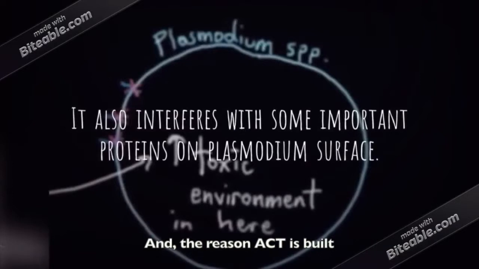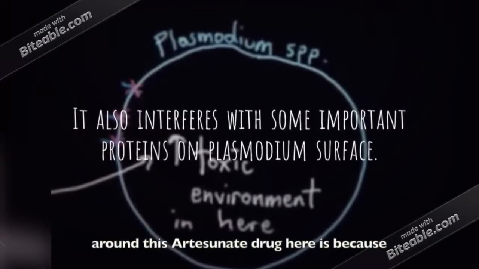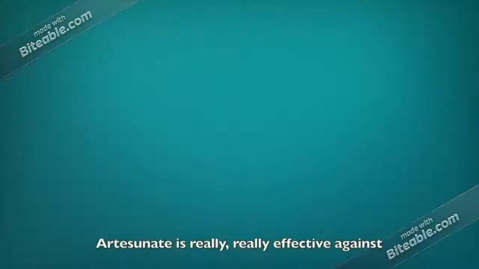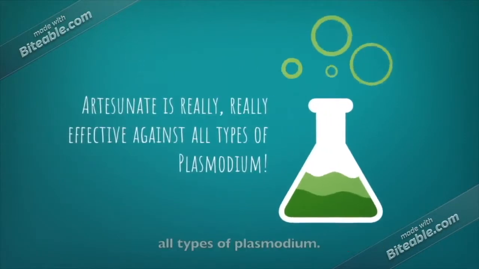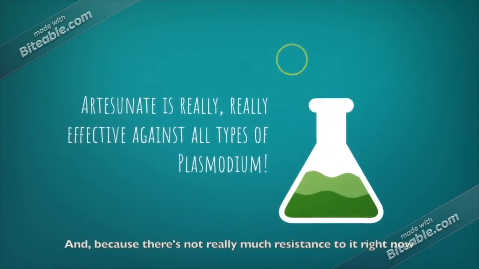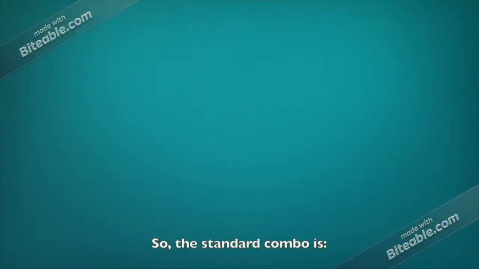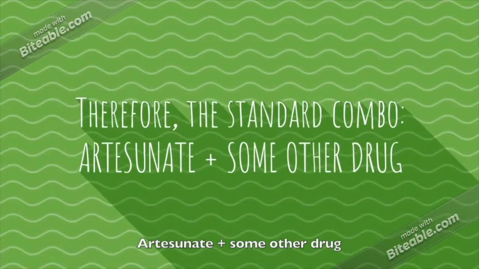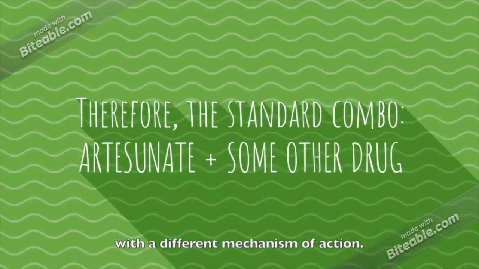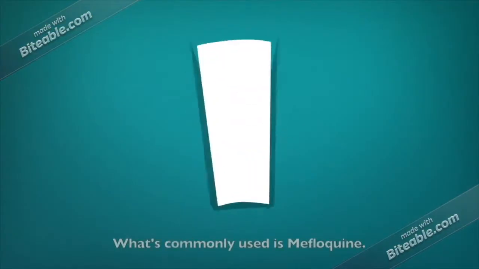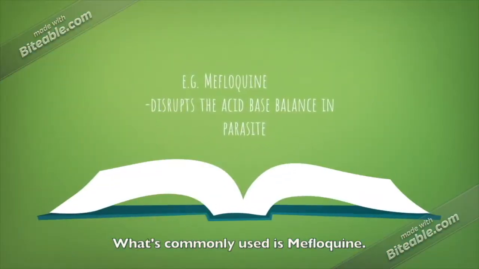And the reason that ACT is built around this artesunate drug here is because artesunate is really effective against all types of Plasmodium, and because there's not really much resistance to it right now. So the standard combo is artesunate plus some other drug with a different mechanism of action. For example, one that's commonly used is mefloquine.